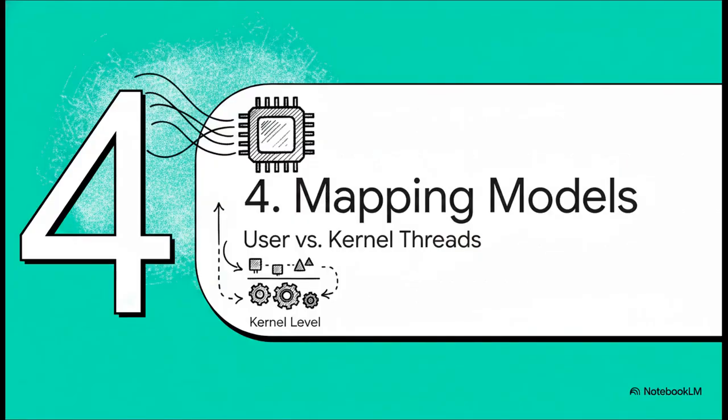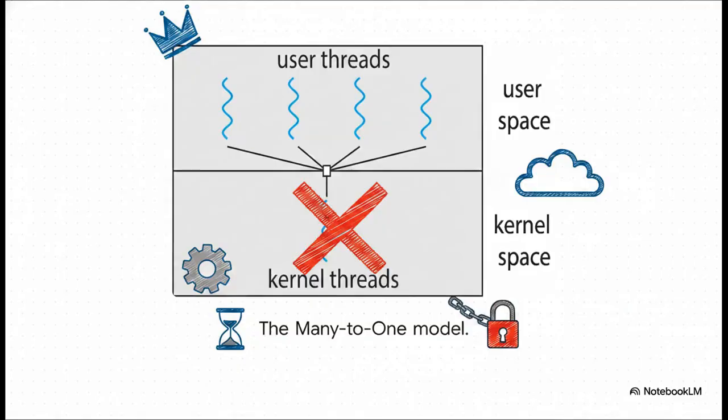All right, Section 4, user versus kernel threads, the mapping models. So how do our user-level programs practically communicate with the hardware to actually manage all these threads? Well, the operating system kernel is the ultimate boss of the hardware, and user applications sit right above it. We have to map our lightweight user threads down to the heavy kernel threads. Let's step through how we've done this historically.